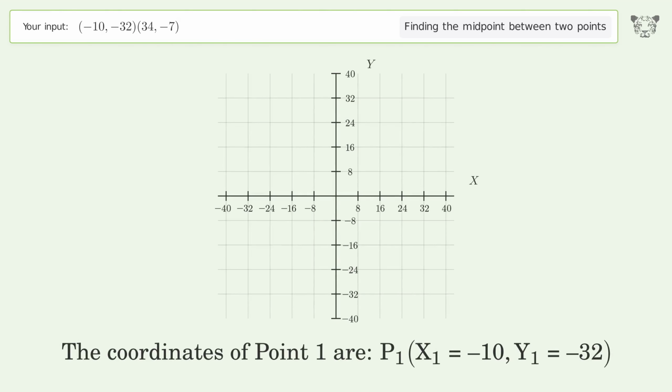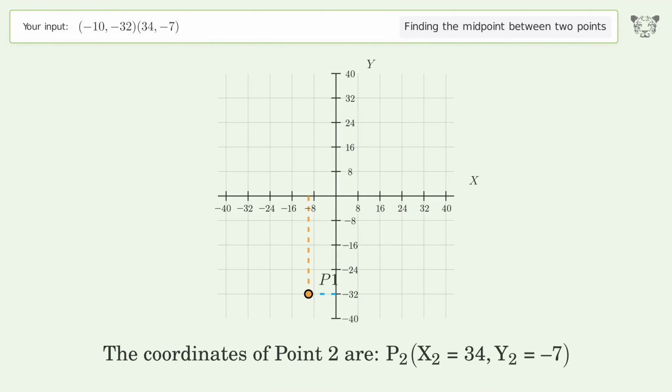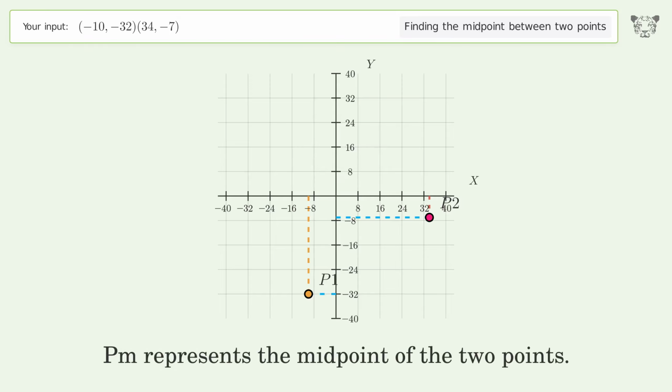The coordinates of point 1 are, x1 equals negative 10, y1 equals negative 32. The coordinates of point 2 are, x2 equals 34, y2 equals negative 7. PM represents the midpoint of the 2 points.